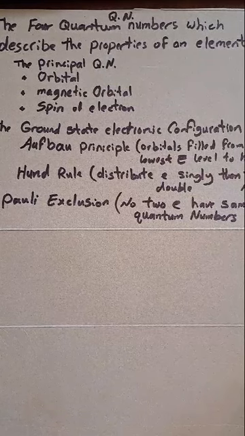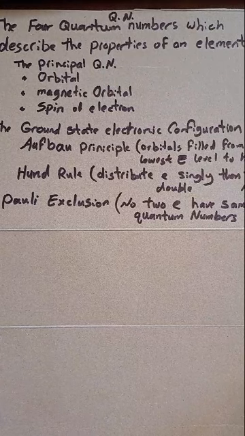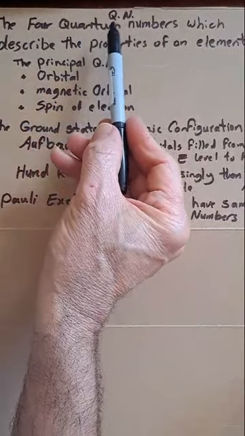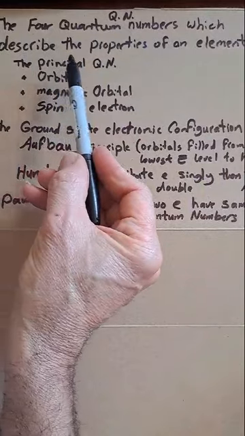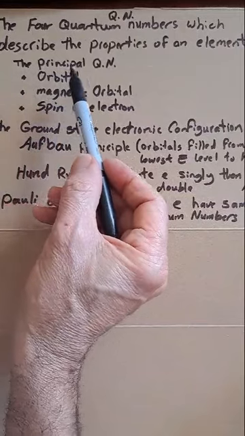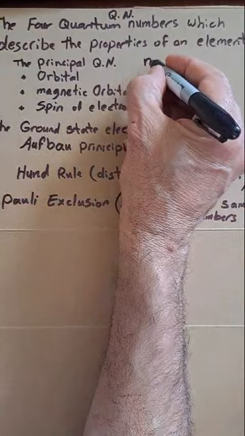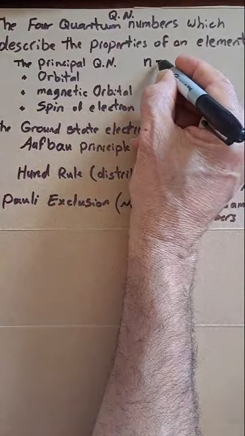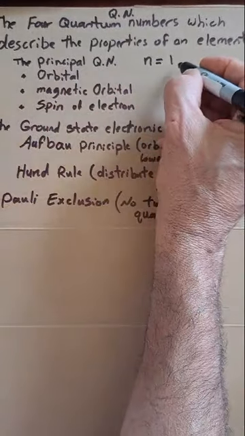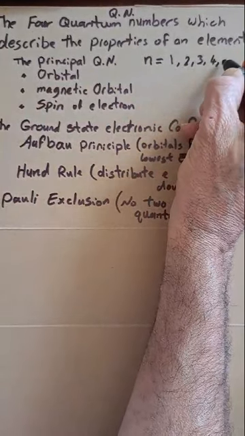Hi, let's demonstrate how the electronic configuration depends on the quantum numbers. Here we have the four quantum numbers, which describe the properties of an element. The first one is the principal quantum number, given the letter n, small letter. This n could be the main shell number 1, 2, 3, 4, and so on.